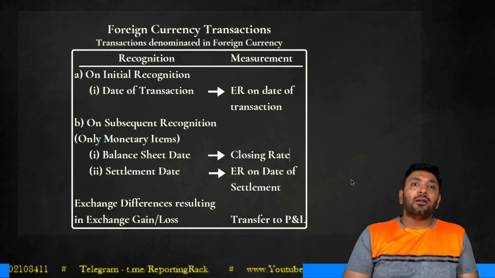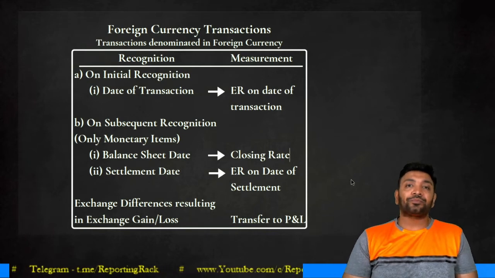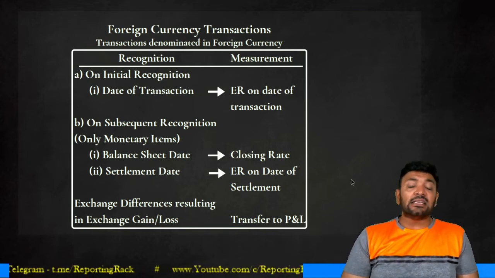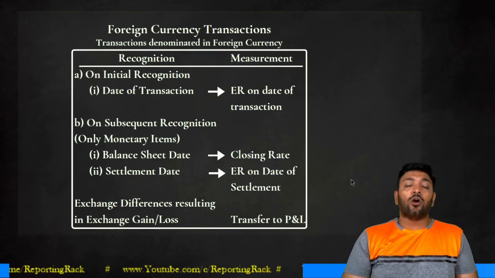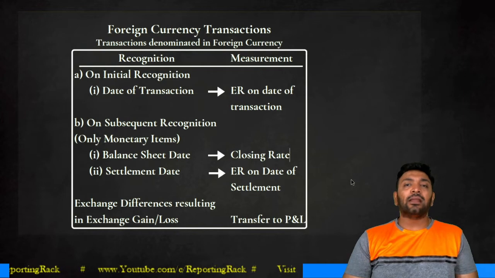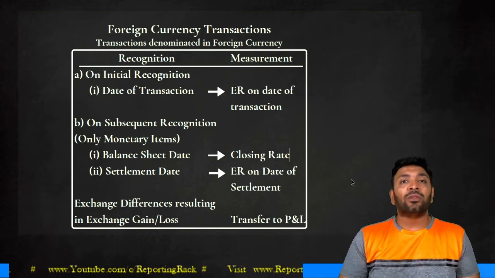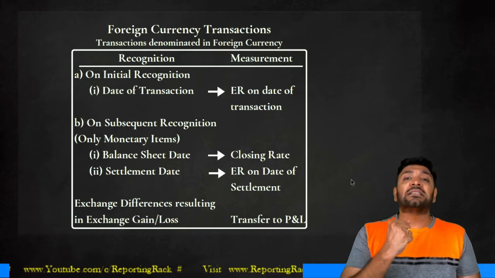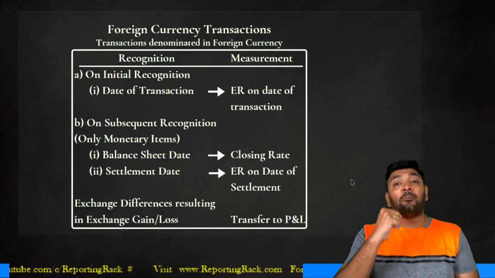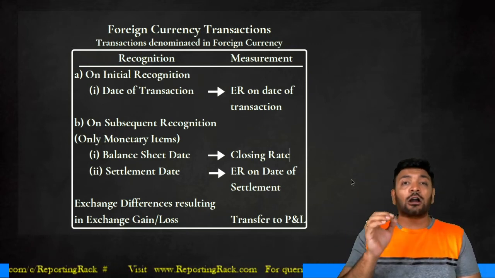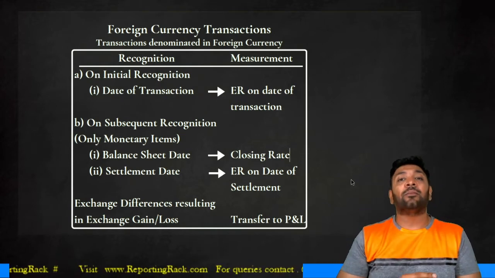Why does this happen? Transaction happened on 15th August when the euro was 80 rupees. Suddenly there was a crisis in Europe and the closing rate has come down to 65. On balance sheet date, it became 65. I know it is only a temporary fall in the value of euro. I know euro is a much stronger currency. I know that the transaction will not be settled at 65 because when the amount falls due on 15th of August 2021, I know that the euro will appreciate again.